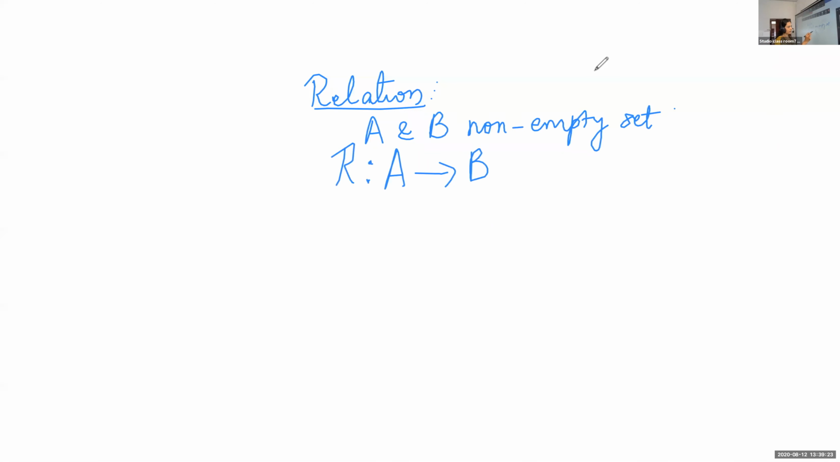Okay, this we will be reading as R is a relation from A to B. A is a set, B is a set. R is a relation from A to B. Okay, so the first set, A, we will be calling it as domain.